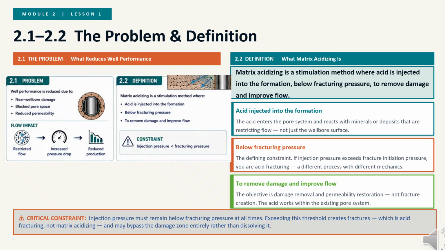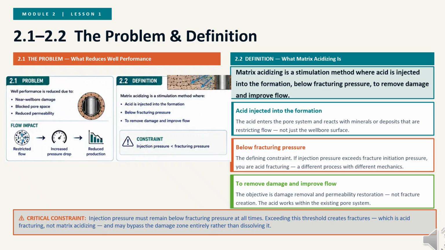Wells lose performance because flow is restricted. The restriction is inside the formation, not the wellbore. That is the gap matrix acidizing solves. Matrix acidizing means one thing. You inject acid into the formation, below fracture pressure, to remove damage and restore flow.